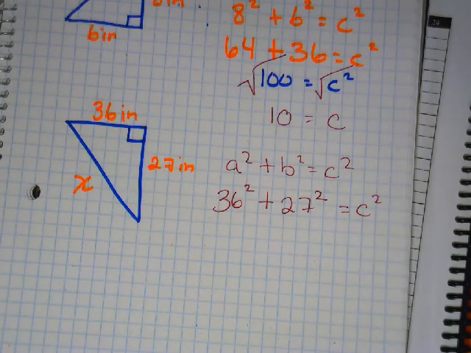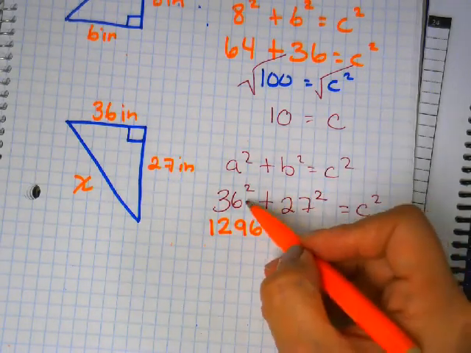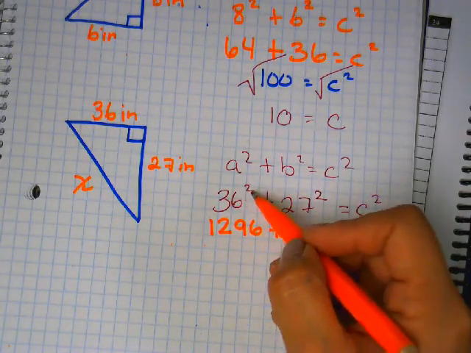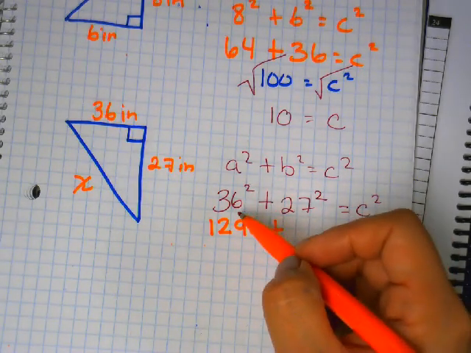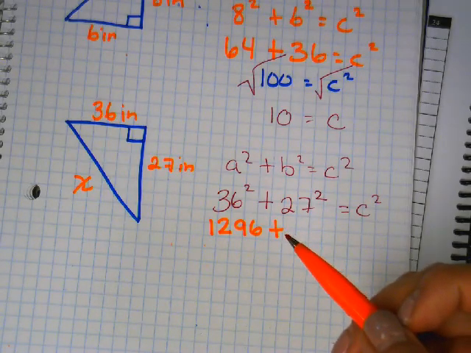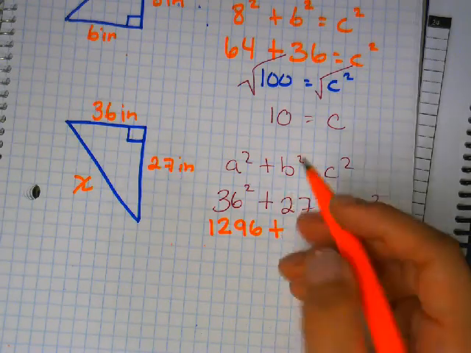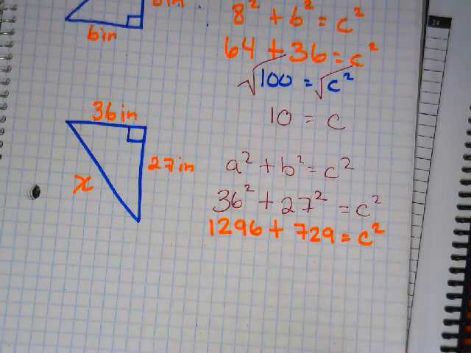Okay, what's 36 times 36? That's what square means. It's not 36 times 2, it's 36 times 36. Do it on the calculator. Experience it. All right, what's 27 times 27? Okay, now what? Add. Add it with your calculator.